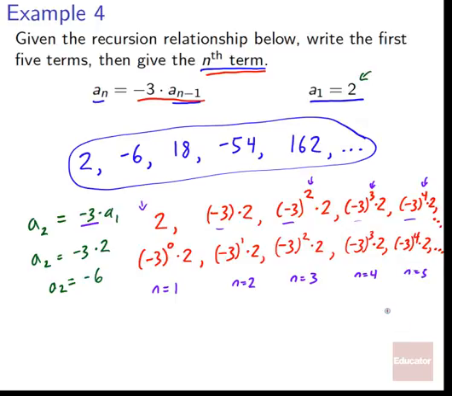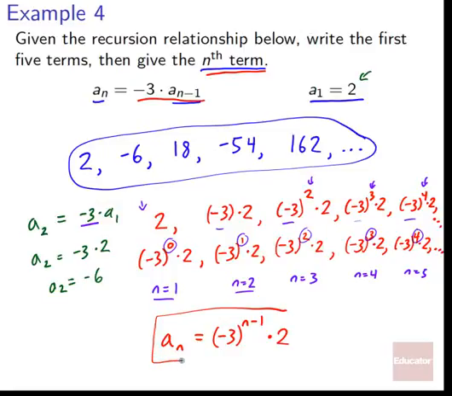So what changes each time? The only thing that changes is 0, 1, 2, 3, 4. Everything else is the same. So n equals 1 gets us 0, n equals 2 gets us 1. So what are we doing to the n? We're subtracting 1 each time. So we see that the general term can be given as a_n equals negative 3 raised to the n minus 1 times 2. And there we go. If we want to check that, let's check just for the third term, just randomly, to make sure everything winds up working out.